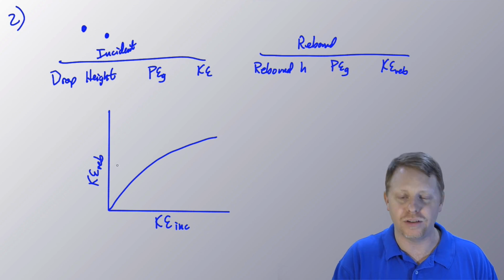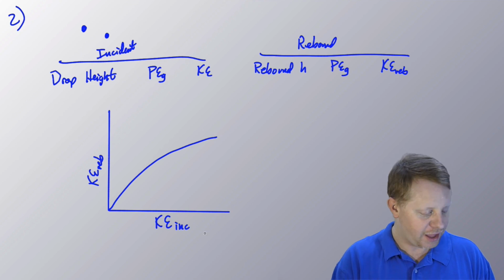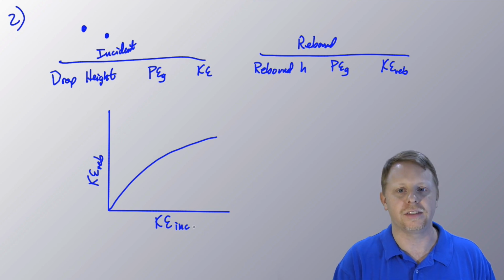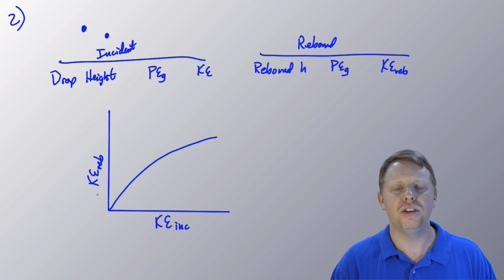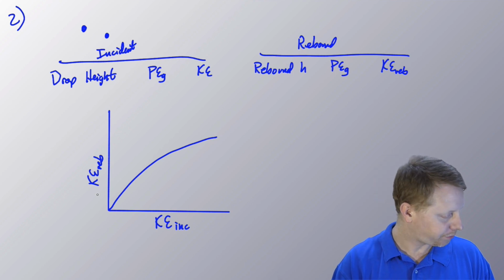Our rebound kinetic energy won't be as great as our incident kinetic energy, especially as we get to higher energies or higher heights. And you could have done this with drop heights as well, or gravitational potential energies. Lots of ways you could do this graph, but you should get the same basic shape, and you're really looking at the same concept regardless of which path you choose.